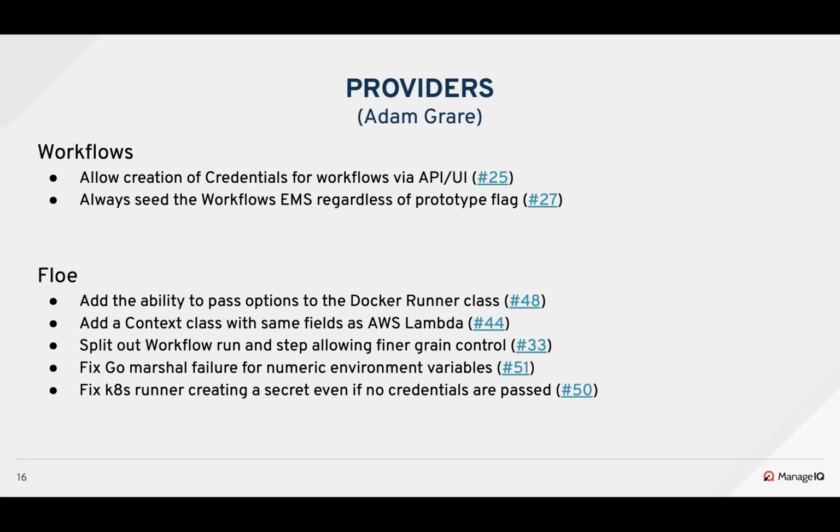And we fixed a bug on Kubernetes where trying to set a numeric environmental variable, Go would fail to marshal that because it was expecting the value to be a string. So we just to_s all the environment variable values. And we also fixed a bug where on Kubernetes, it was creating a secret even if no credentials were passed due to safe navigation and unless, which I should try to avoid because that's surprising behavior. That is it for providers. Over to Joe.